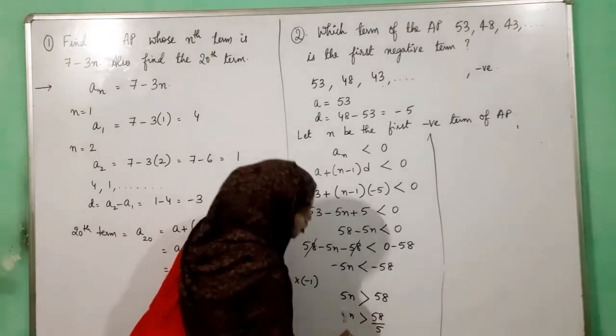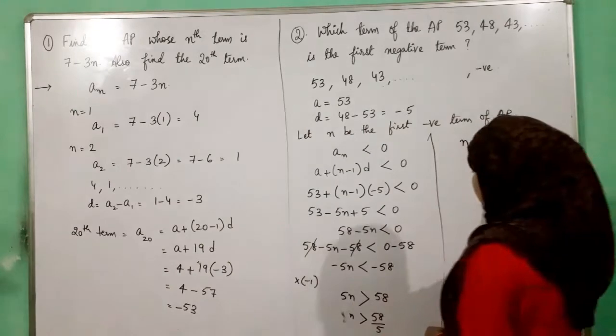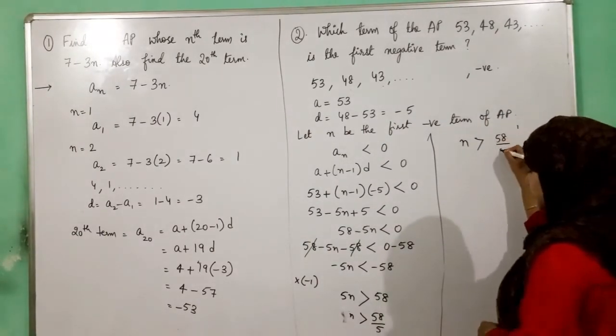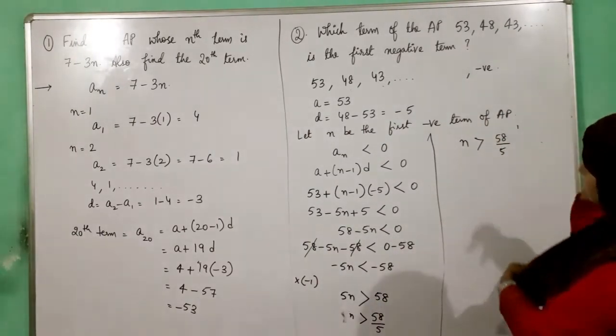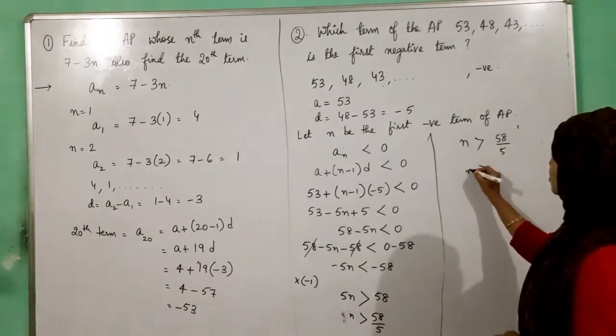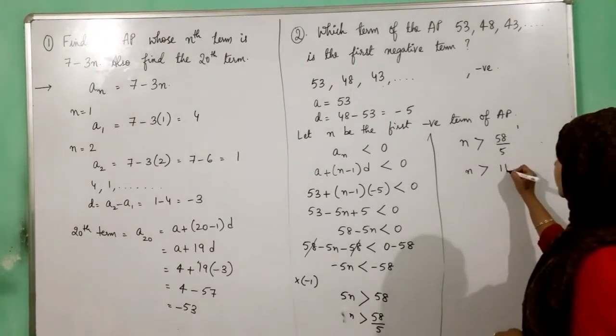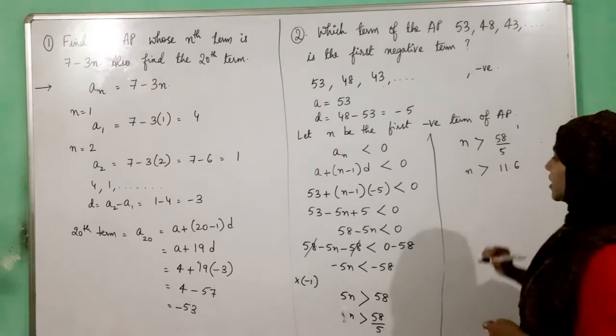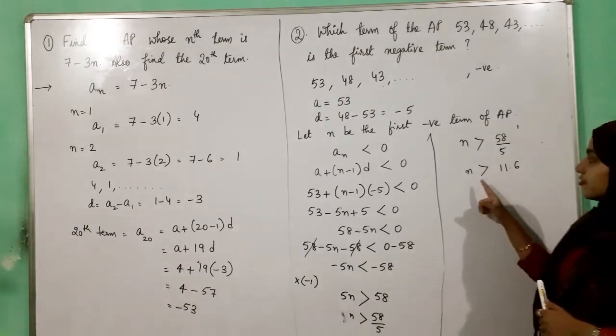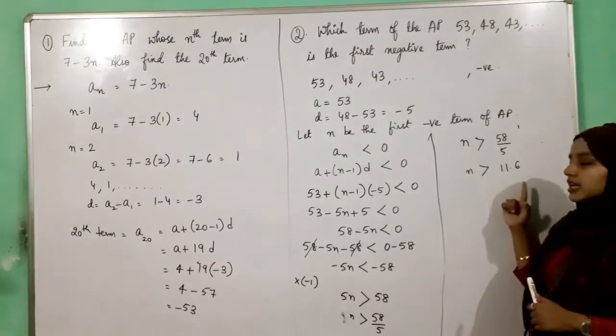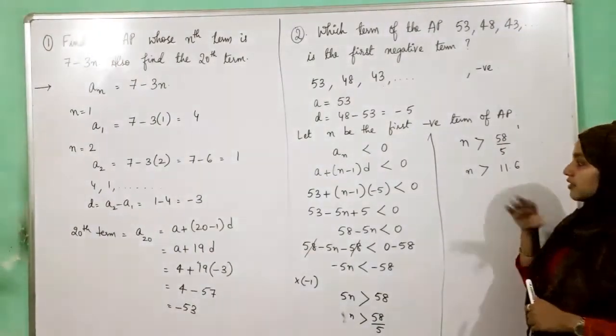Okay. So n should be greater than 58 by 5. So 58 by 5 will be how much? n should be greater than 5 ones are 11.6. So what is the value of n? n should be greater than 11.6. Okay. So this is our answer.